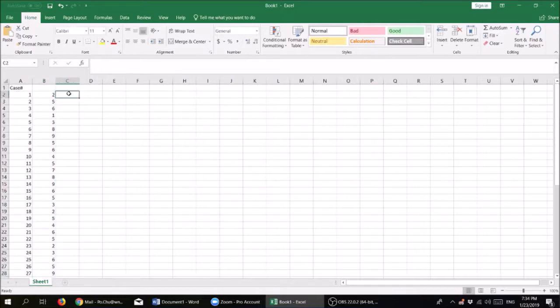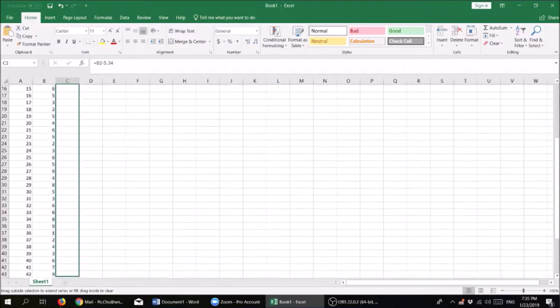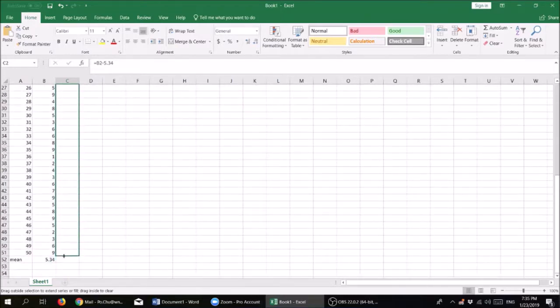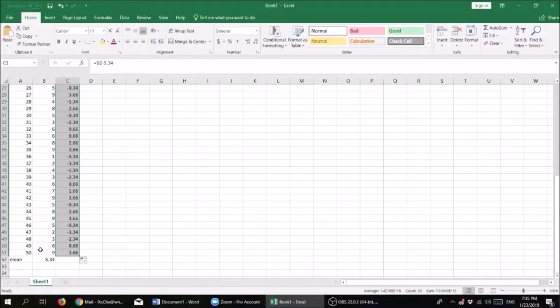Now, what you're supposed to do is equal sign, select the cell, minus 5.34. Yes, 5.34. Enter. And then select this cell, move your cursor until it becomes a cross. Now, you left click, and then don't let go, drag it until you reach the desired case number. That's what you're supposed to do.